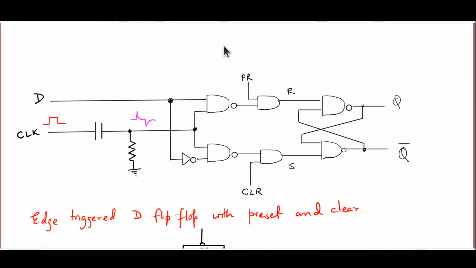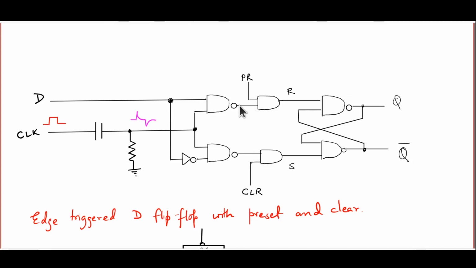Most practical flip-flops which are used in digital computer circuits have one additional modification. That modification is what is being shown here. If you look at this circuit closely, you will find that this is almost identical to the edge-triggered D flip-flop that we had drawn a while ago, except for these two AND gates which are sitting in the middle of the clocking part of the circuit and the original RS latch.